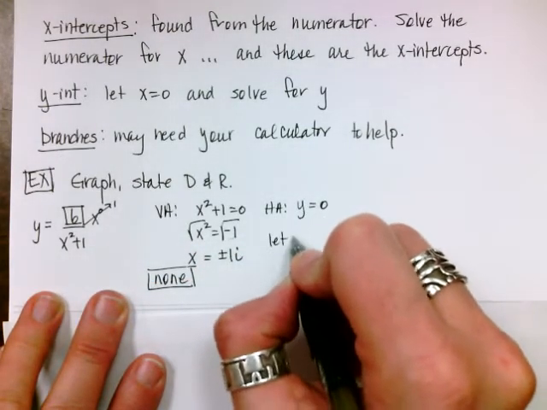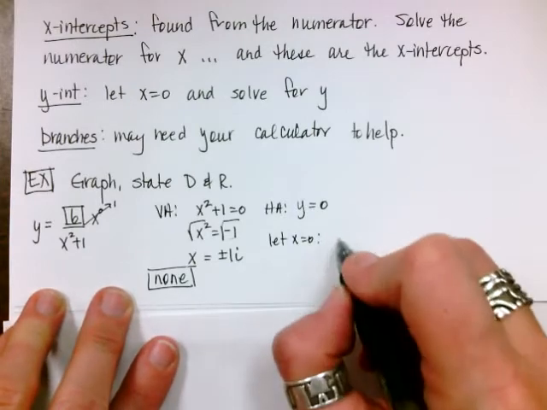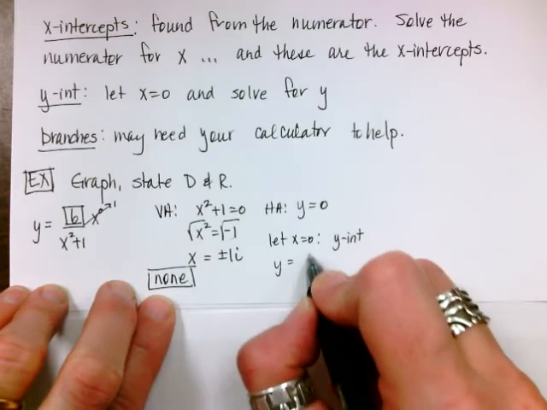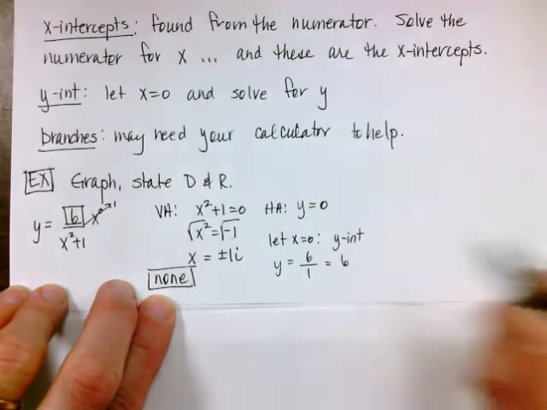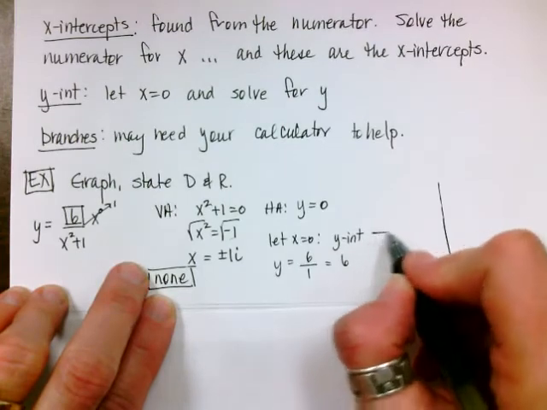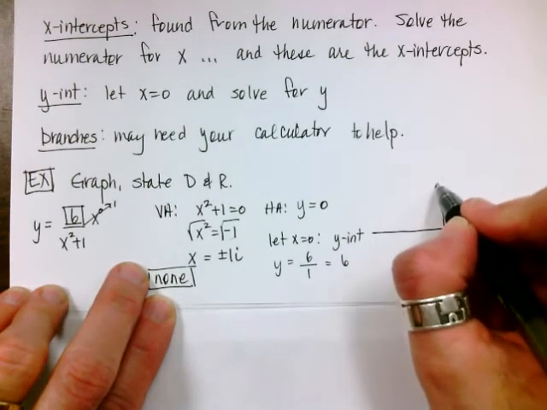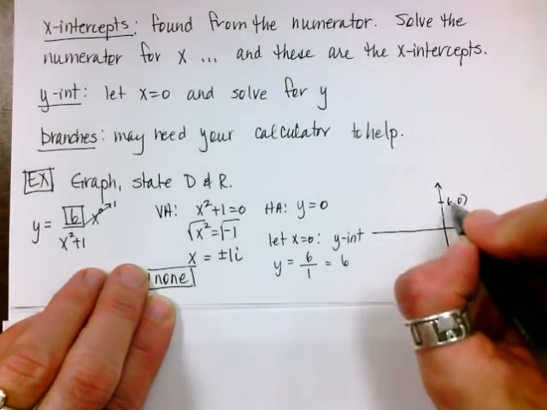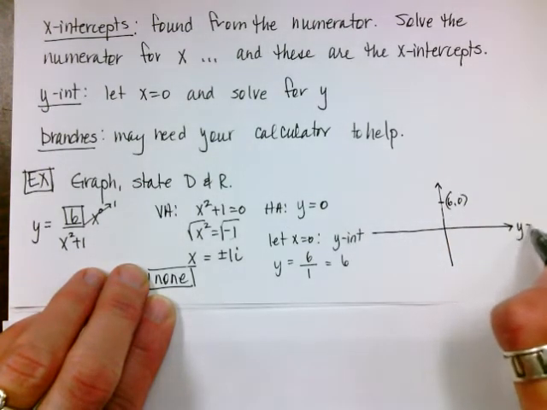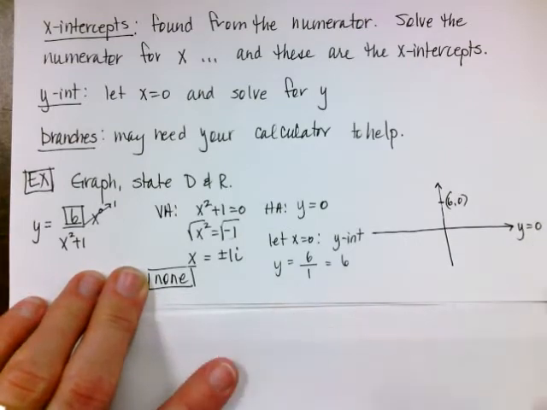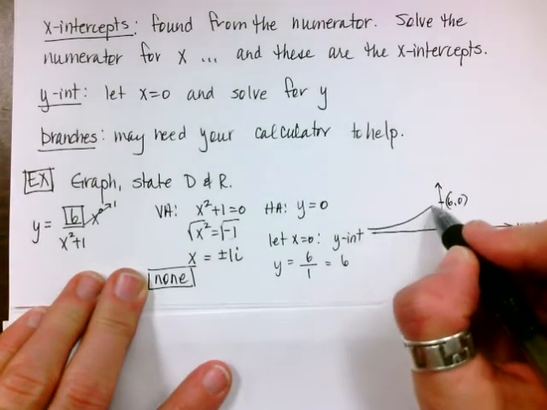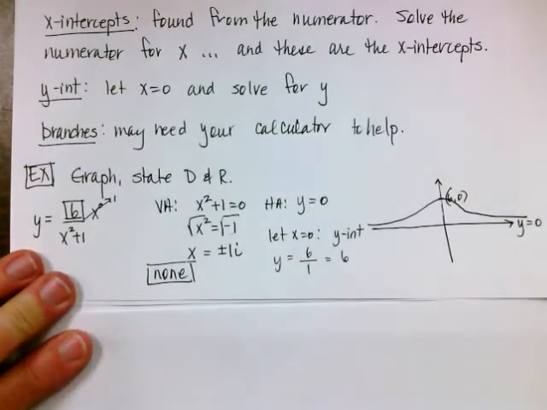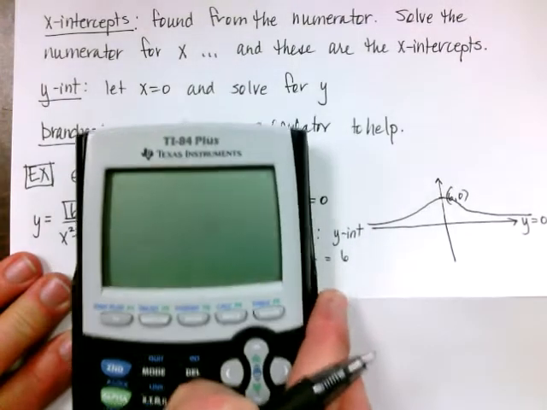So if I let x equal 0, which is how I find my y-intercept, then I'm going to get y is equal to 6 over 1, which is 6. So if I sketch my graph, and I'm actually going to use my grapher to help me on this one because it looks a little bit weird, I'm going to label this point as 0, 6. I know that I have a horizontal asymptote at y is equal to 0. And my graph is actually going to do something kind of like that. It's kind of cool. So let me show it to you. Okay, and then we'll talk about the domain and range.